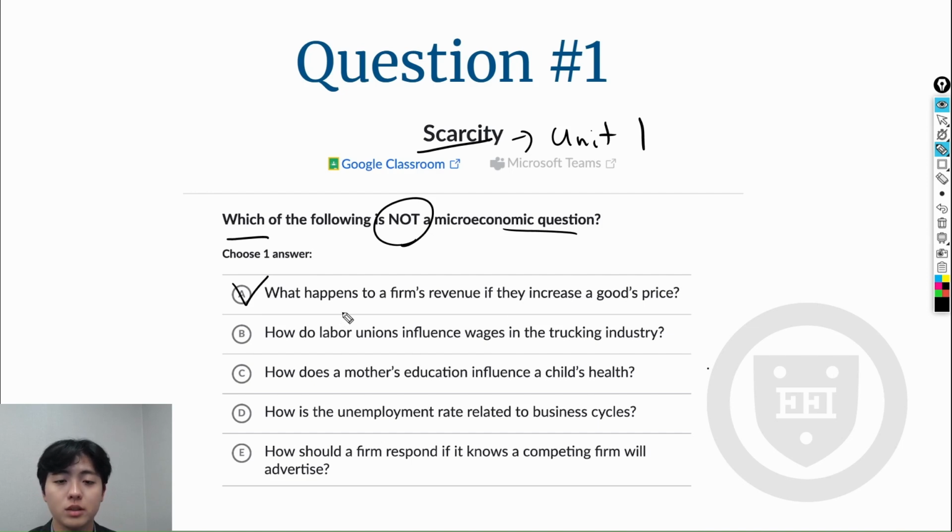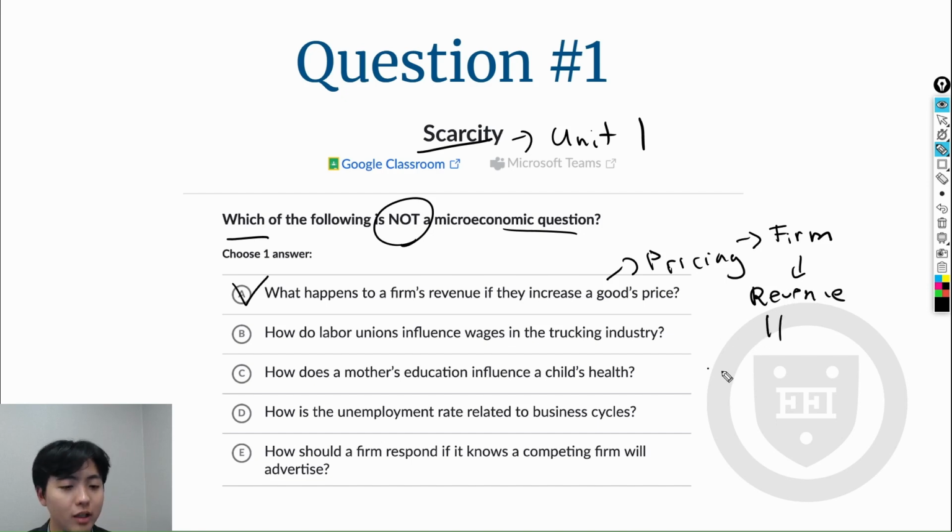Option 1 tells us what happens to a firm's revenue if they increase a good's price. So, even if you don't get into the nitty-gritty of the firm itself, this is micro because it focuses on a firm's pricing and its revenue. So, big highlights to the individual markets. So you can see that this is a micro after all.